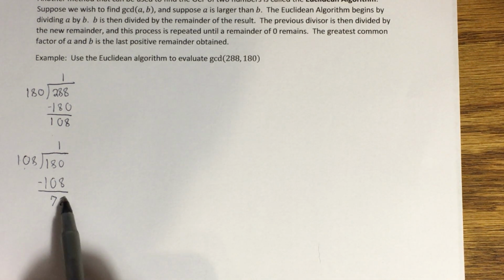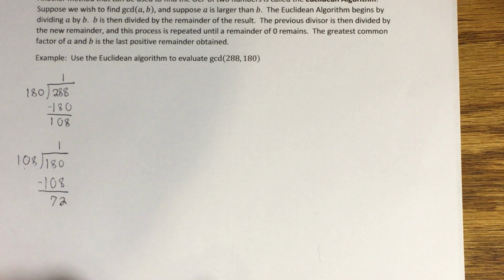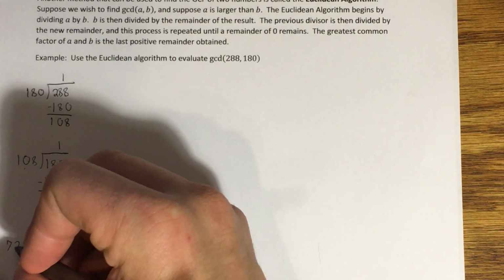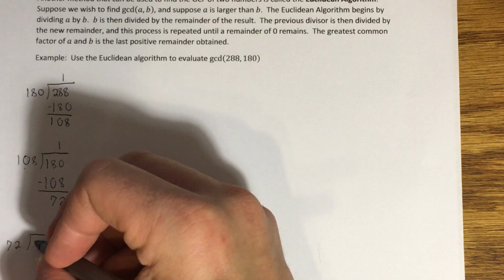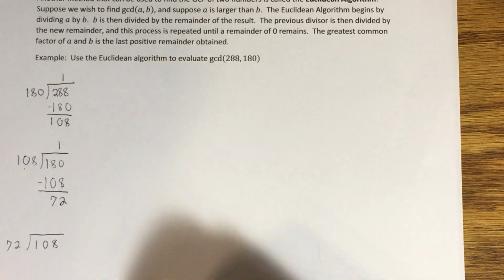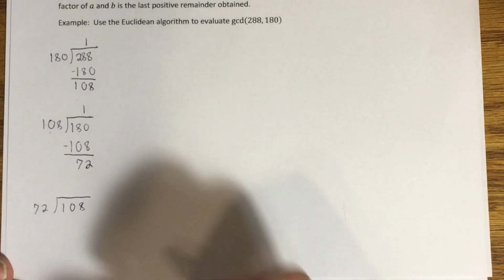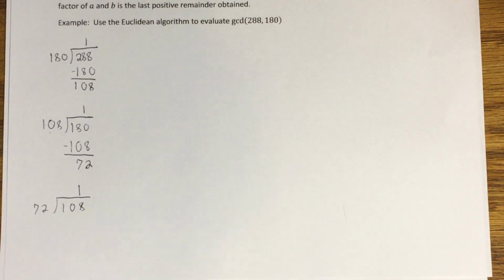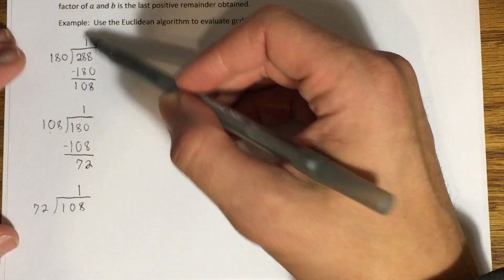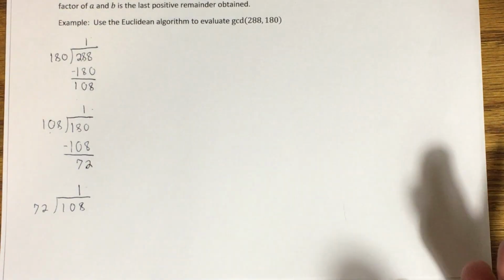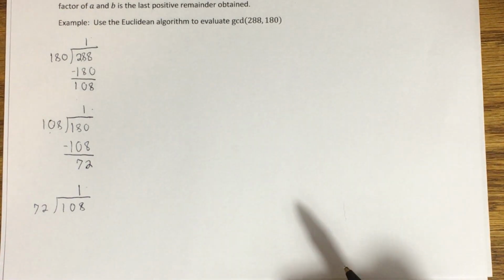Okay? So now, 72 becomes my new divisor. 108 becomes my new dividend. 72 goes into 108 how many times? Okay, well 2 times 72 is 144, which is too big. So once again, it only goes in once. By the way, even though I keep getting a quotient of 1 here, that's not going to happen in every example. That's just coincidental to this one.